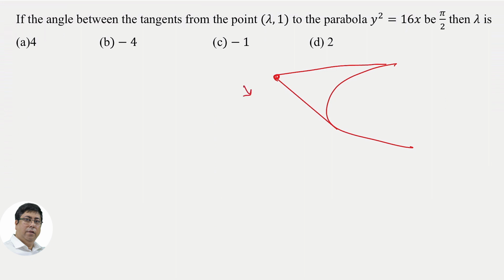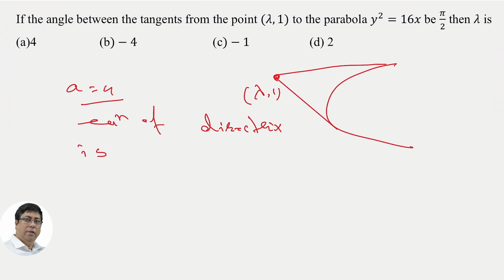Therefore (lambda, 1) is on the directrix. Therefore in this case the directrix is what? a equal to 4. So the equation of the directrix is what? x equal to minus 4. Therefore lambda equal to minus 4, because lambda is the x coordinate of the point.